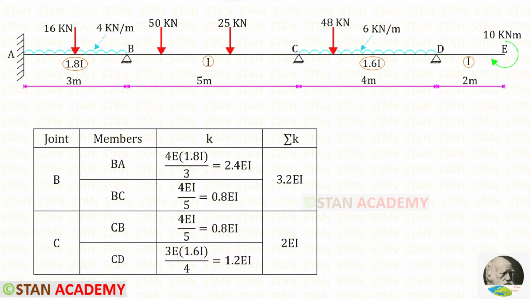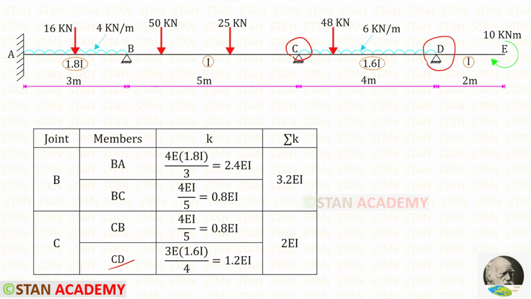Now let us find the stiffness in the joint C. First, let us find the stiffness for CB. The stiffness for BC and CB will be same. Now let us find the stiffness for CD. For that, from the point C, we have to look at the point D. At point D, there is a hinged support.